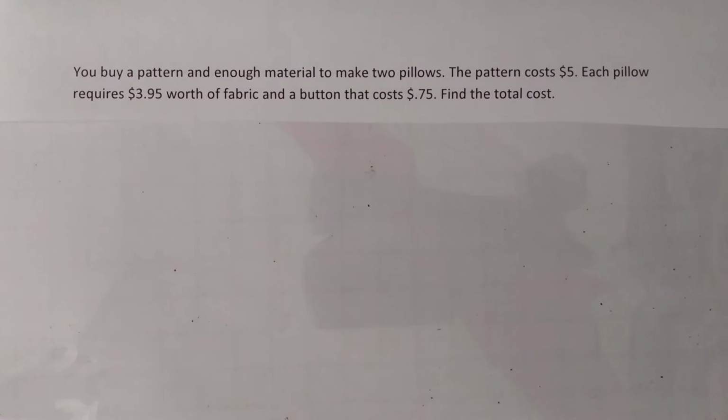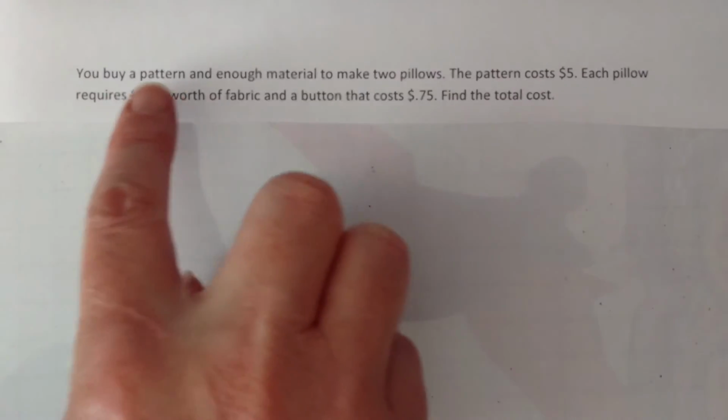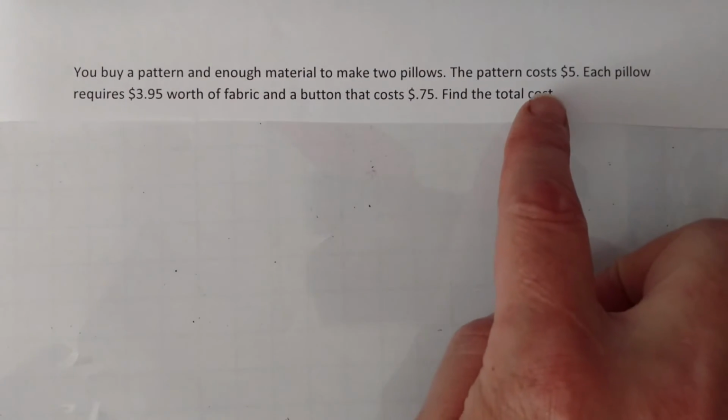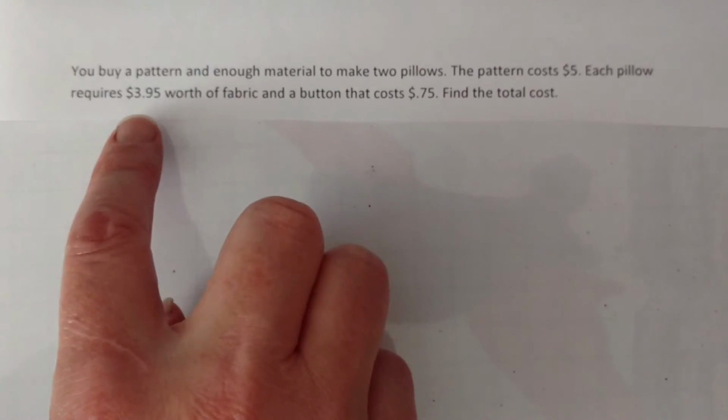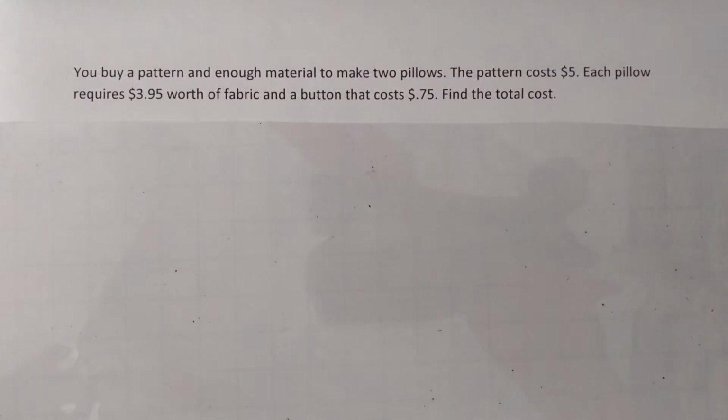Going to look at a story problem in which order of operations might be helpful. So we have the question, or we have the problem. You buy a pattern and enough material to make 2 pillows. The pattern costs $5. Each pillow requires $3.95 worth of fabric and a button that costs 75 cents.